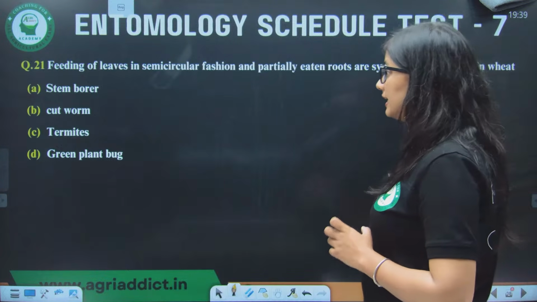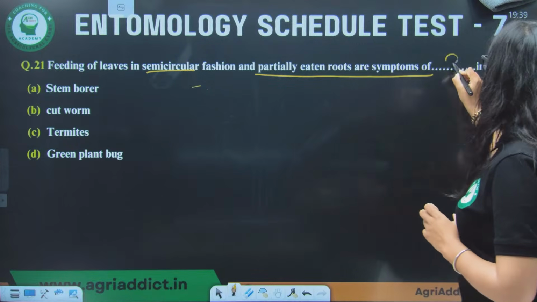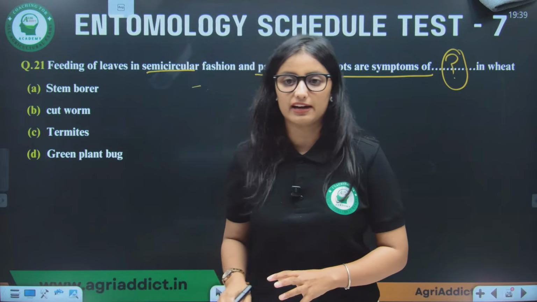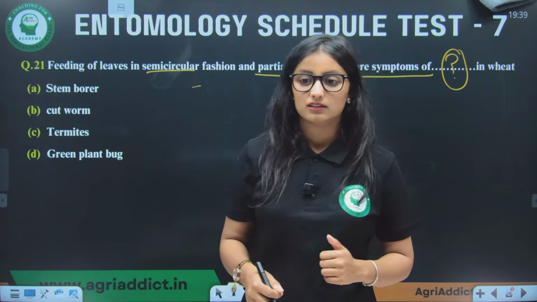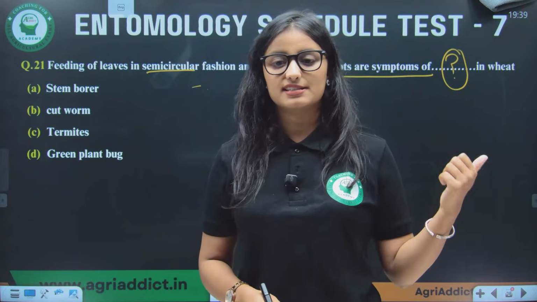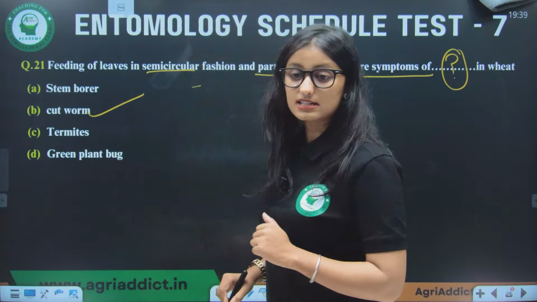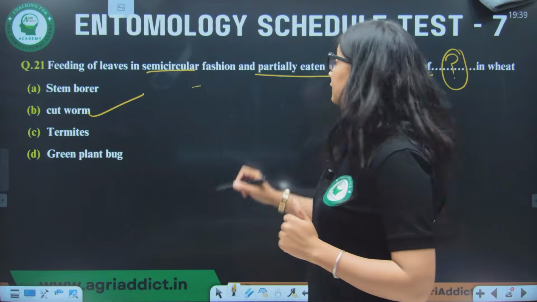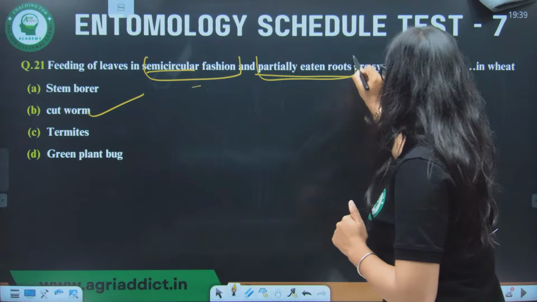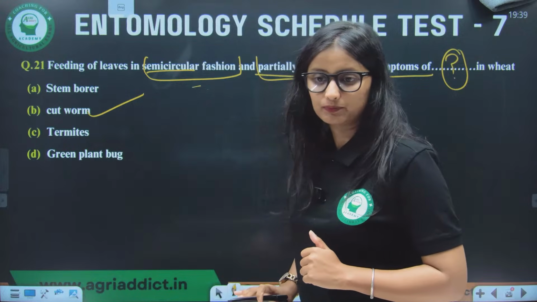Feeding of leaves in semicircular fashion and partially eaten roots are the symptoms in wheat by what? This is a very basic question and you should know this one. This is a very typical symptom. What is it? Is it stem borer? Cutworm, very good. This is the symptom of cutworm, that it feeds in a semicircular fashion and partially eats roots. This is the typical symptom of cutworms. Very good.